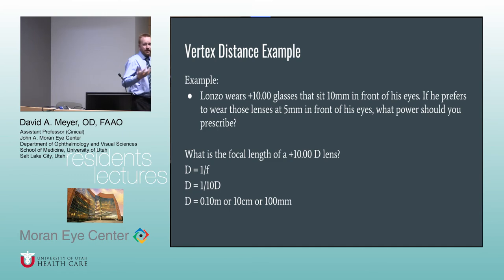So first of all, you have to figure out the focal length of whatever you're dealing with. So he's got a +10 lens. What's the focal length? Here's the standard prescription. D is 1 over F. D is 1 over 10. So the focal length of the lenses he's wearing is 100 millimeters.